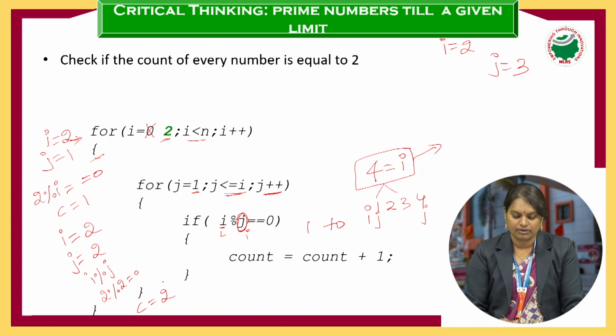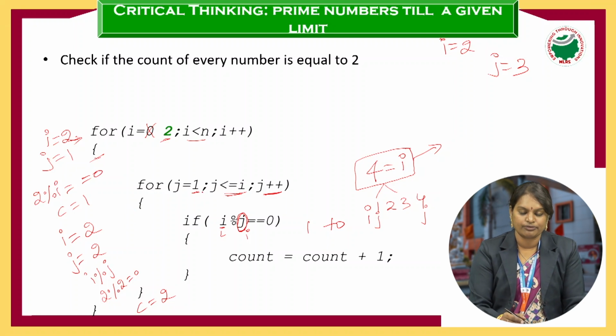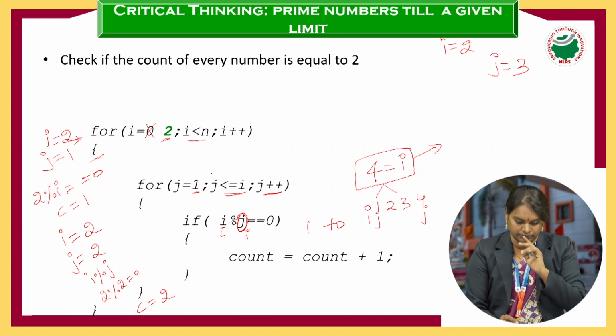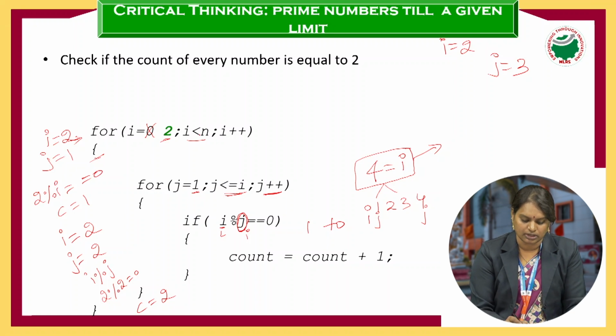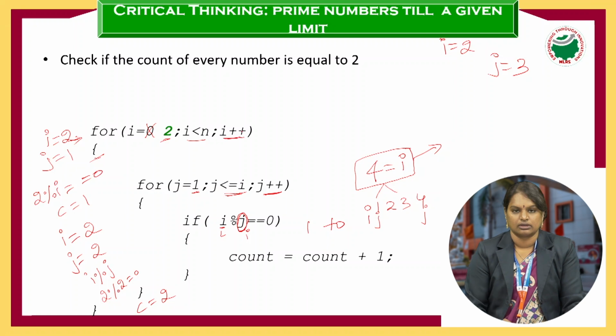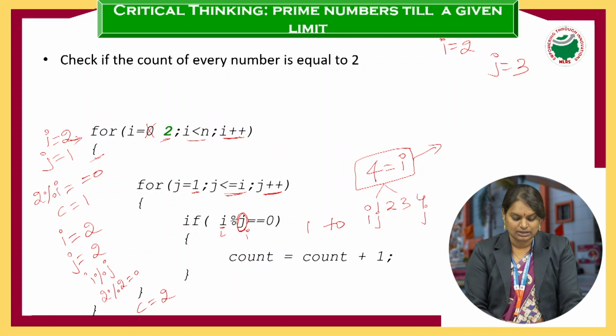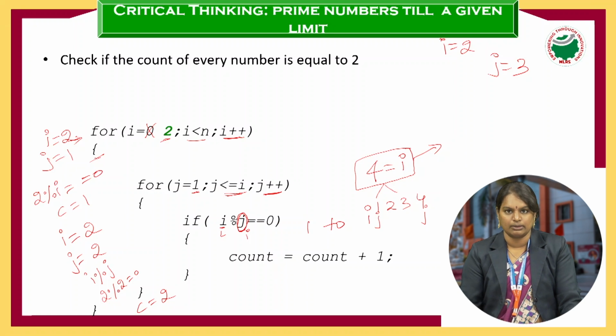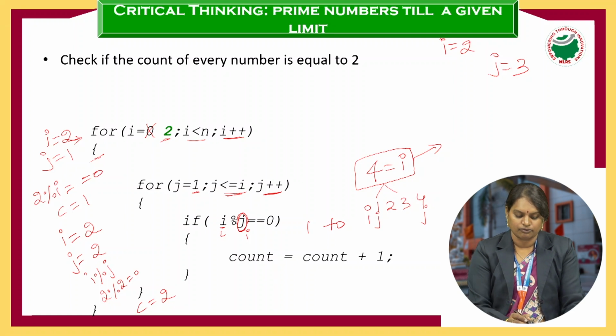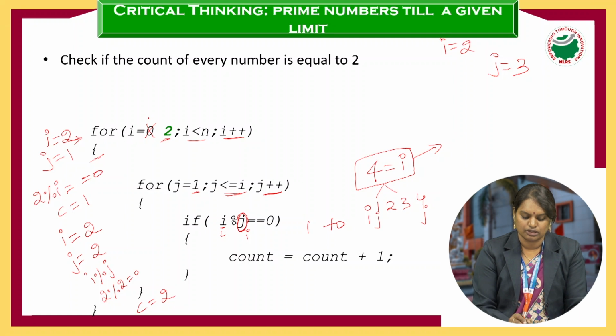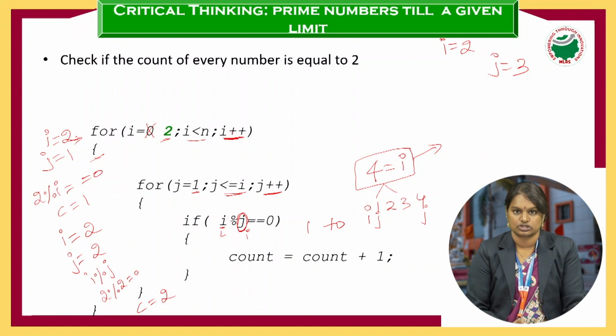Once the inner for loop gets false, your above for loop comes into picture. When it comes into picture, now your I gets incremented. But before your I gets incremented, what should I do? Whether this existing I value is a prime or not should be checked. Once it is checked, that means count is equal to 2, I have to print that the number is prime. Then what I will be doing? I will change my I value to be 3 because I plus plus has come into picture.